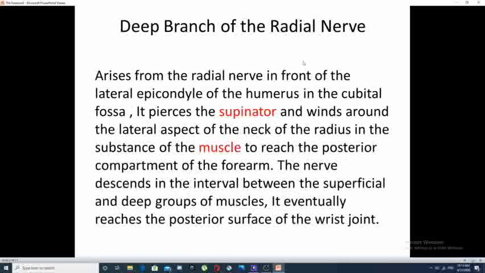Deep branch of radial nerve, which is the nerve of the posterior compartment of the forearm, arises from the radial nerve in the front of the lateral epicondyle of the humerus in the cubital fossa. It pierces the supinator muscle and winds around the lateral aspect of the neck of the radius within the substance of the supinator muscle to reach the posterior compartment of the forearm. The nerve descends in the interval between the superficial and deep groups of muscles of the compartment, and it reaches the posterior surface of the wrist joint.